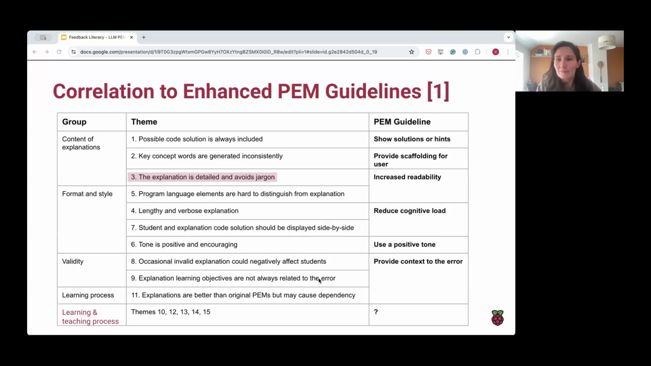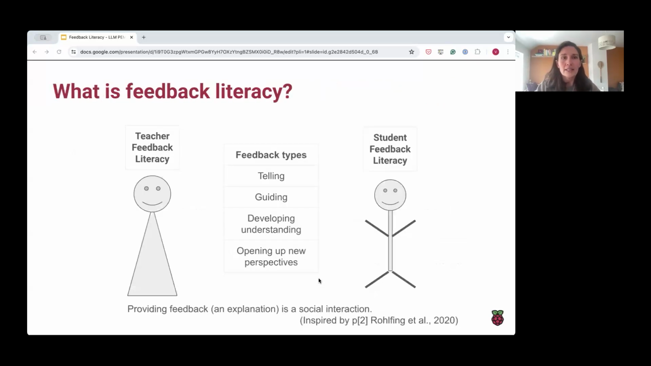But importantly, only 10 out of the 15 themes correlated to these guidelines. And they were, for the most part, those themes related to content, presentation, and validity. On the other hand, the themes related to the teaching and learning process, we were less able to correlate. But when we looked at feedback literacy theory, we were able to correlate all 15 themes. And if we look at programming error messages as a form of feedback, which it is, we can use feedback theories to analyze and potentially improve them.